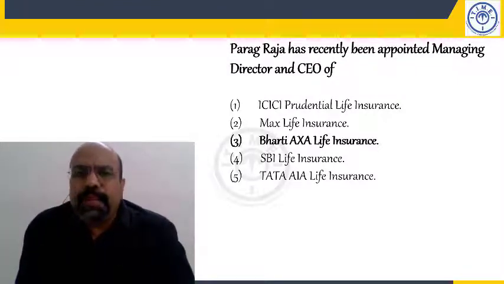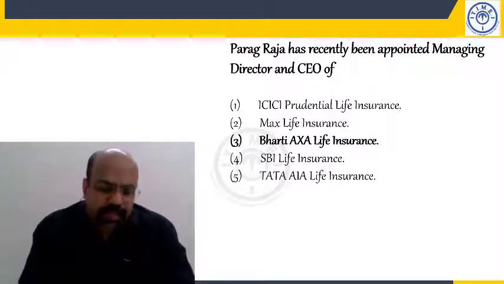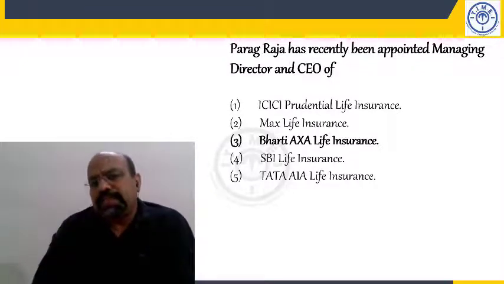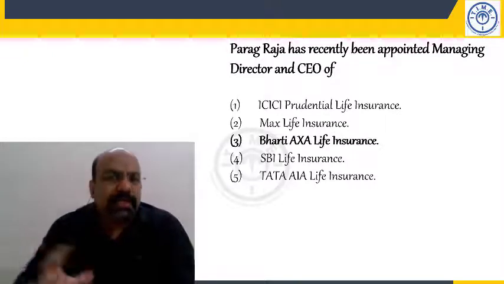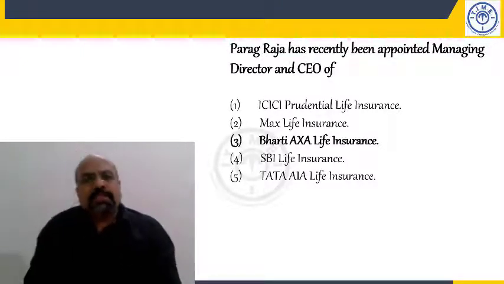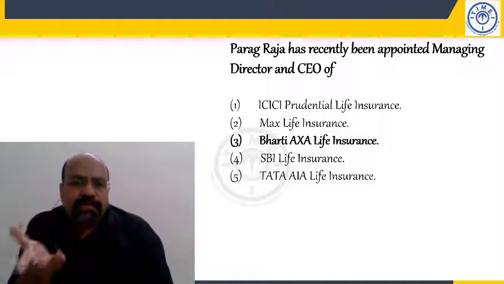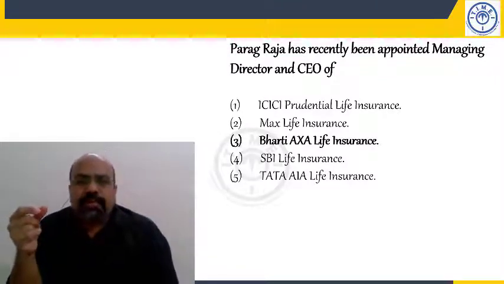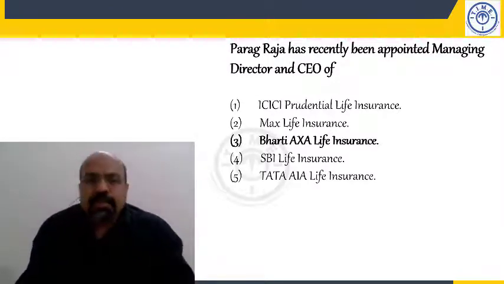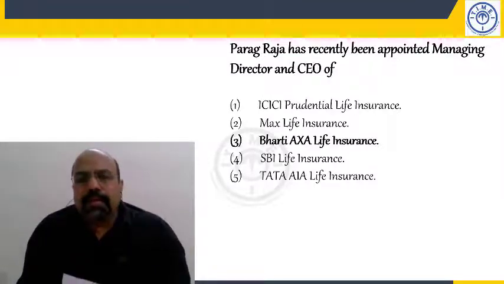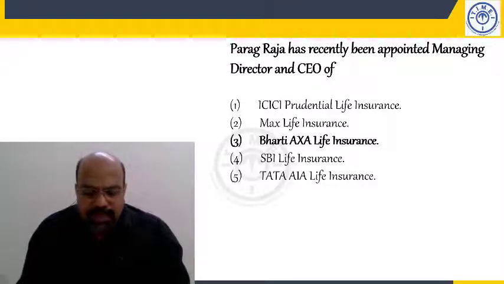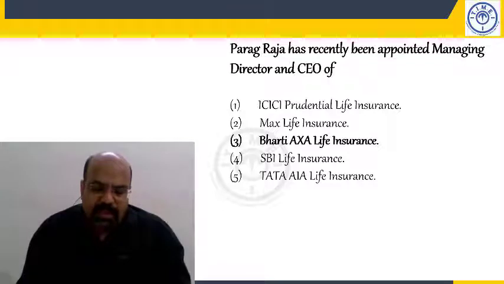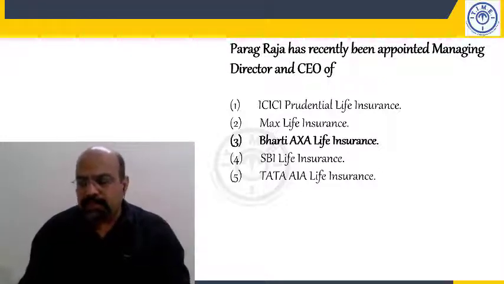Parag Raja has recently been appointed Managing Director and CEO of Bharti AXA Life Insurance. I think in the past we had discussed insurance FDI, how these joint ventures have come about. We'll not discuss this, but let's write the names of the CEOs, the heads of these companies. Please write. ICICI Prudential, dash, NS Kannan. He's CEO. KANNAN, Kannan. NS Kannan. Next, Max Life Insurance, dash, Prashant Tripathi.